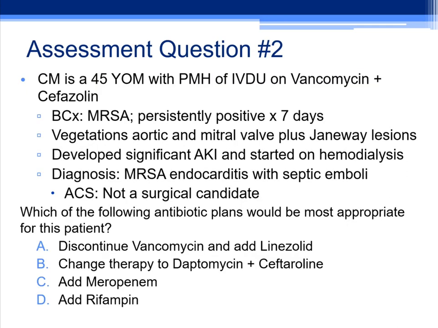Getting back to our case, we actually started CM on vancomycin plus cefazolin. He's had blood cultures that have been persistently positive for 7 days. We started to notice physical signs of potential endocarditis. He did develop an AKI, and he was diagnosed with MRSA endocarditis with septic emboli, and acute care surgery is saying he's not a surgical candidate. So in this case, which of the following antibiotic plans would be most appropriate? If anybody feels comfortable, they can unmute their mic and say what they would like to do.